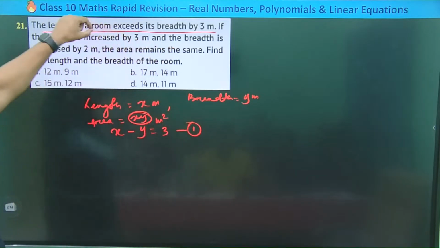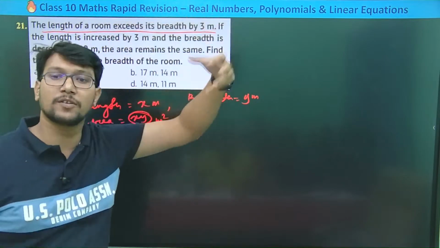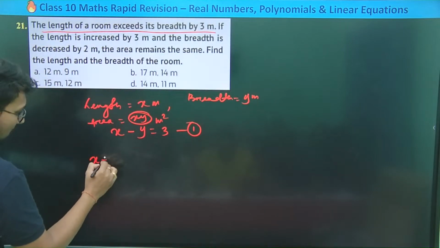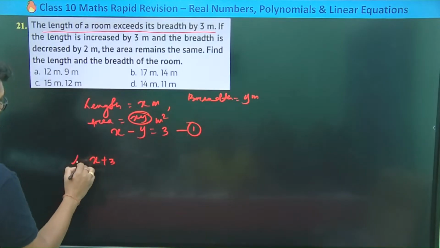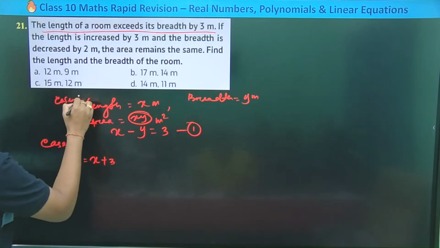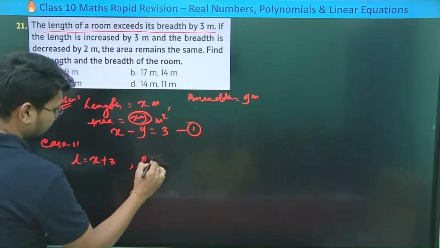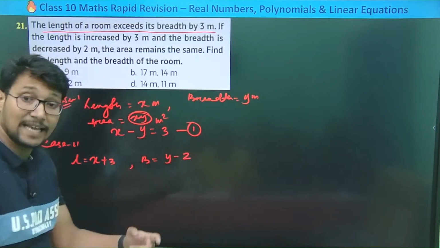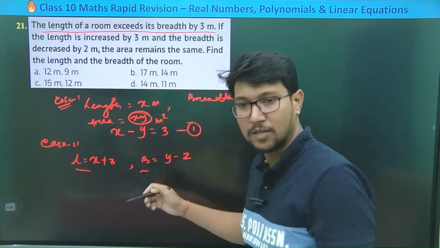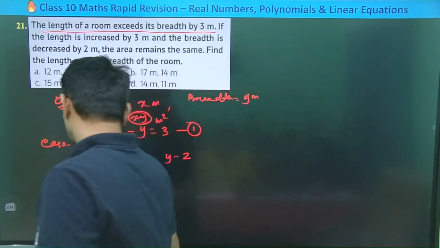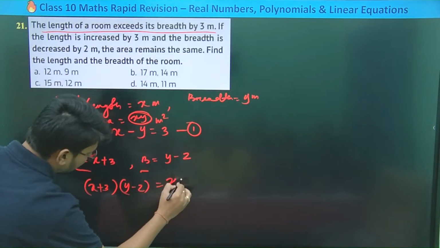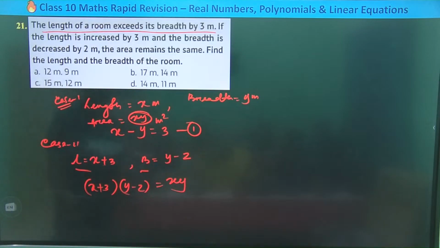Now according to the question, check the second one. If the length is increased by 3, that means at case 2, length would be x plus 3. Breadth would be y minus 2. But area remains unchanged. Means length into breadth, x plus 3 into y minus 2, is xy according to the question. So equation 2 is x plus 3 into y minus 2 equals to xy.